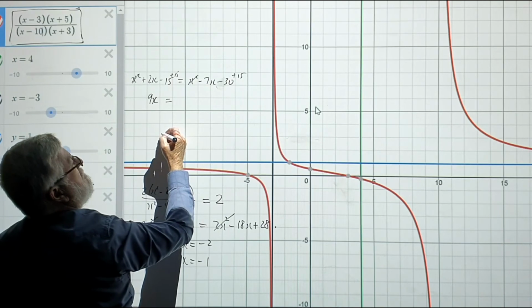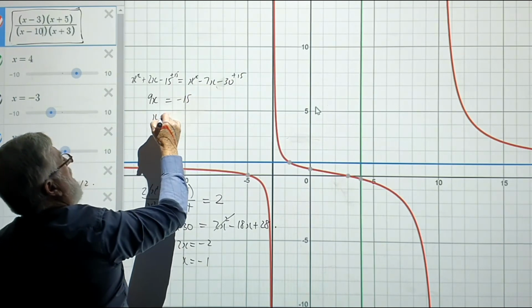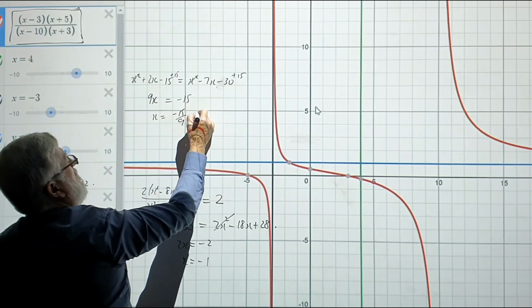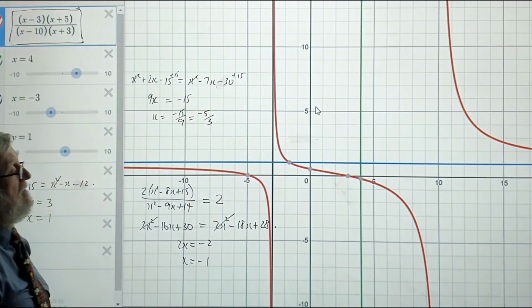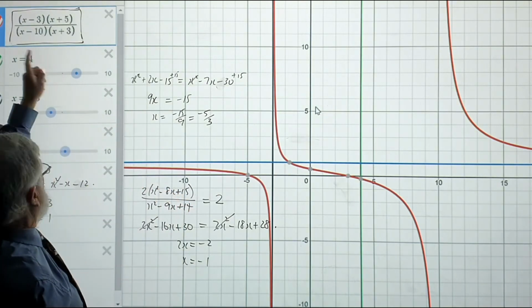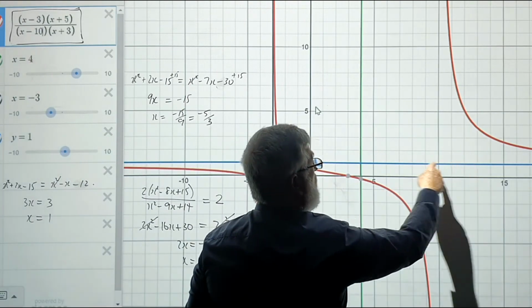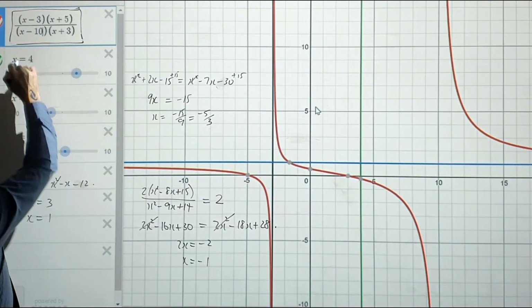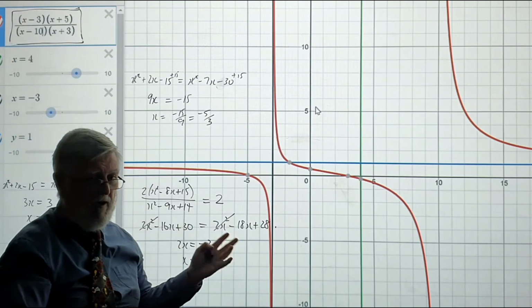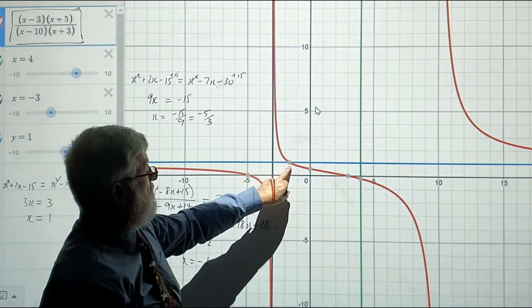9x equals 45. No, negative 15. So now x is minus 15 on 9, which is minus 5 on 3. So it doesn't matter how yucky they give you, as long as you make that equal, in this case 1. If I put a 2 up here, I'd have it equaling 2, but it won't make any difference because the 2's will cancel. So that's moved it to minus 5 on 3.